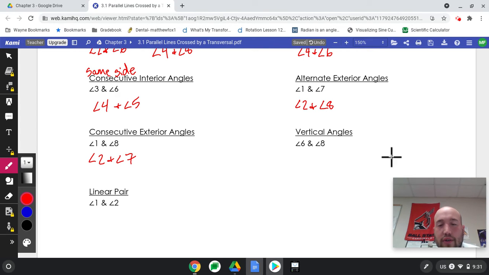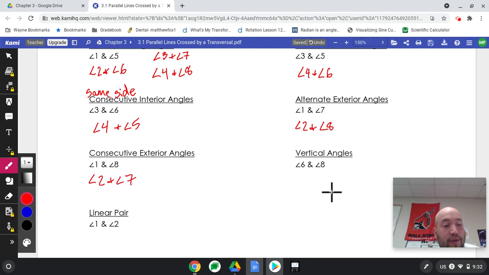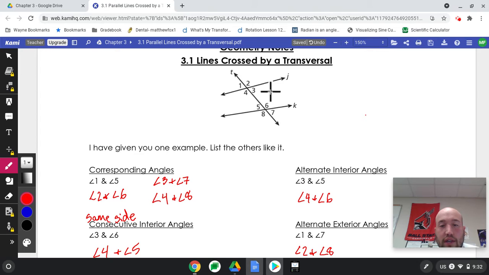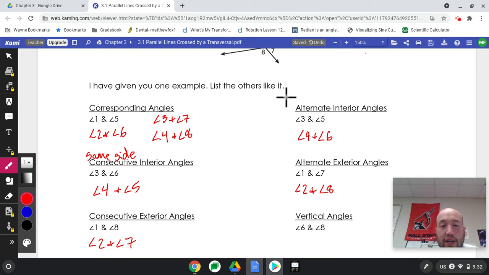Now these last two, vertical angles and linear pair, we've had these before. Vertical angles, 6 and 8. Hopefully you remember vertical angles are congruent, so they're the same. Another example, 5 and 7, 2 and 4, 1 and 3.